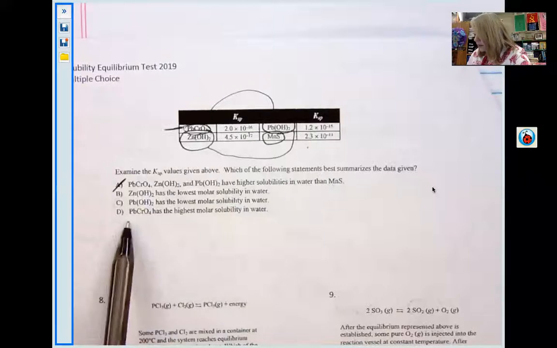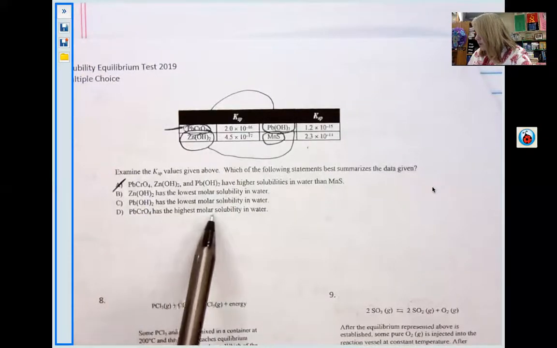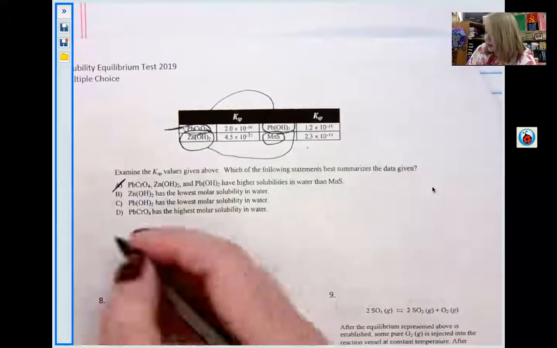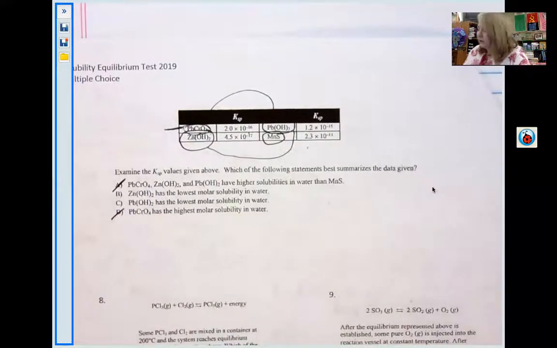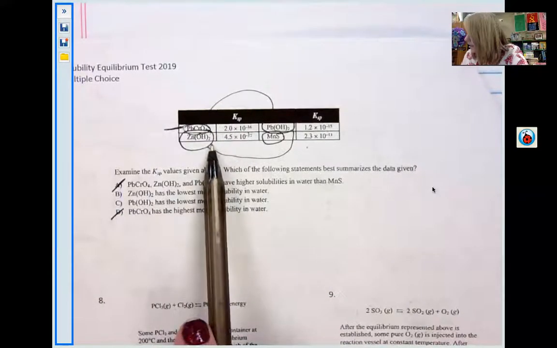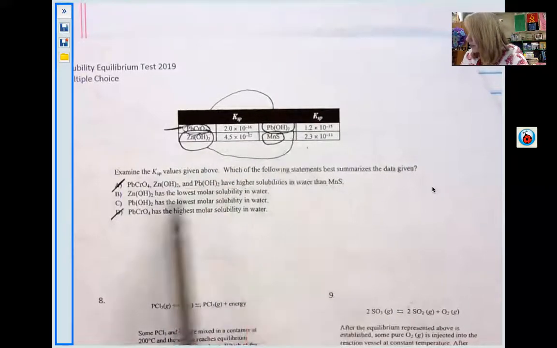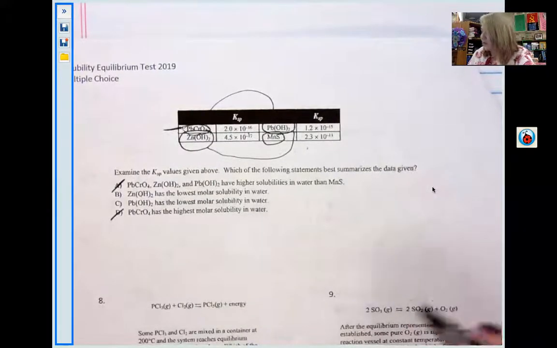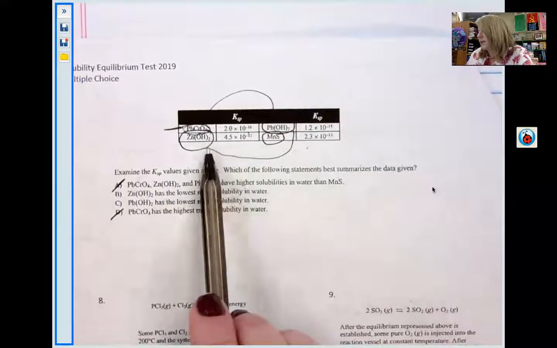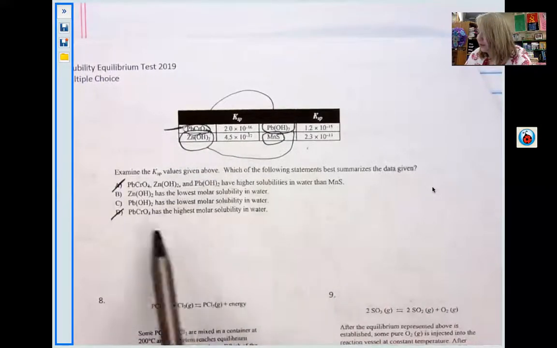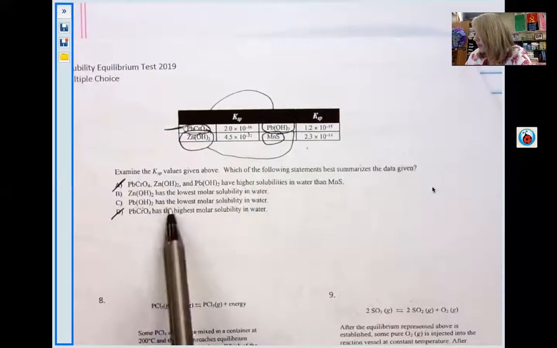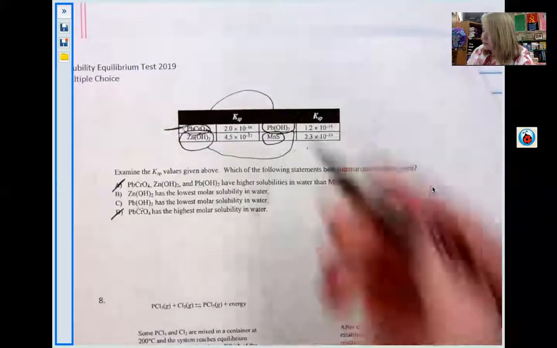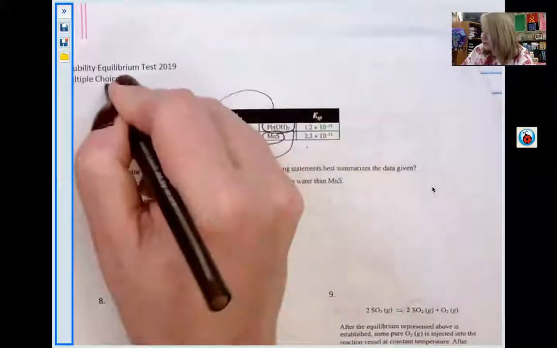And then let's look at another one. It says on D, lead chromate has the highest molar solubility in water. Actually, manganese sulfide has a higher solubility than lead chromate, so we could get rid of D. All right, then let's look at the other two. We have zinc hydroxide and we have lead hydroxide. It says zinc hydroxide has the lowest solubility in water. We actually don't know which one has the lowest solubility based on this until we calculate solubility, okay? So if we look at lead hydroxide has the lowest molar solubility in water. Again, we're going to have to calculate the solubility. Solubility is your X, okay? So let's do that real quickly.